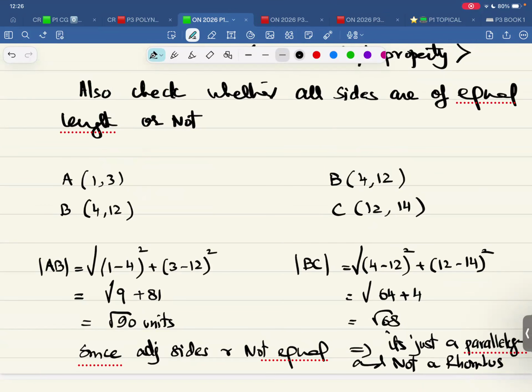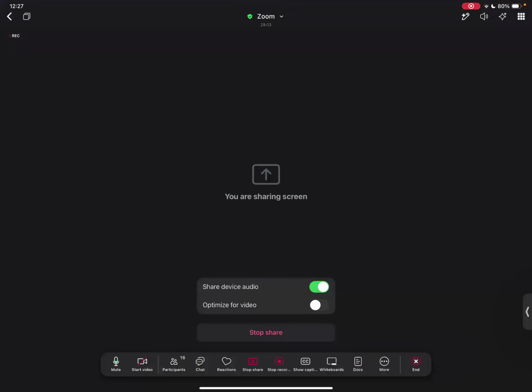So now let me write over here: just a parallelogram and not a rhombus. Is this all good, all clear? Just put a tick mark. Just keep your group open at the very top. And I hope my voice is all good, all clear. Yes, it's all good.